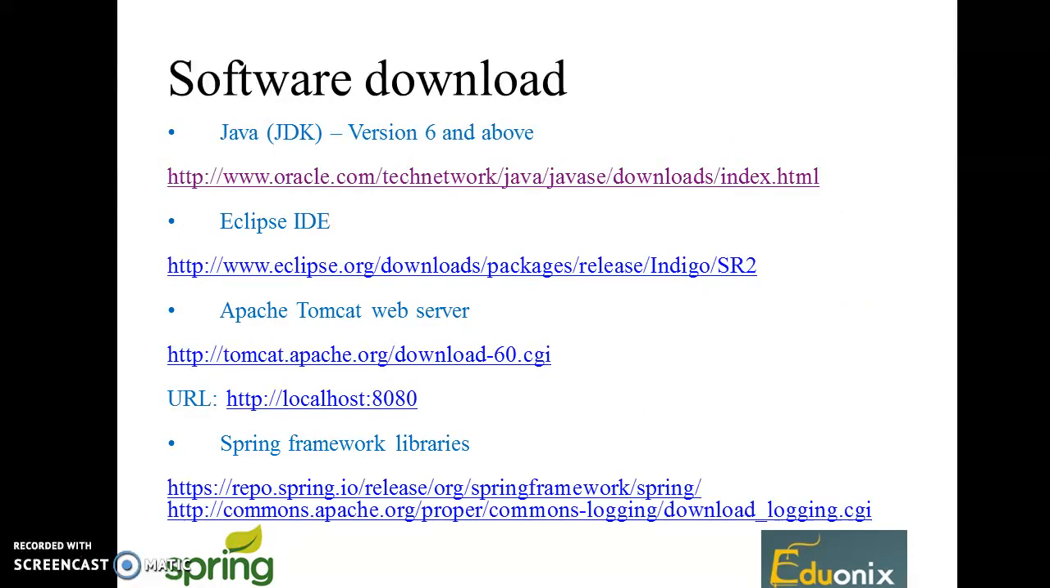Now let us see what the software is that needs to be downloaded and configured for running a Spring application. The first software is the JDK, which is the Java Development Kit. We'll be using version 6 and above. The link is given below to download different versions of the JDK.